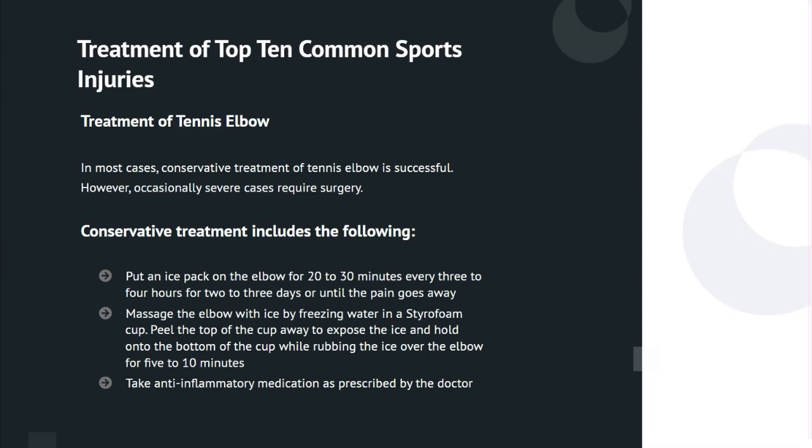Massage the elbow with ice by freezing water in a styrofoam cup. Peel the top of the cup away to expose the ice and hold on to the bottom of the cup while rubbing the ice over the elbow for 5 to 10 minutes. Take anti-inflammatory medication as prescribed by the doctor.